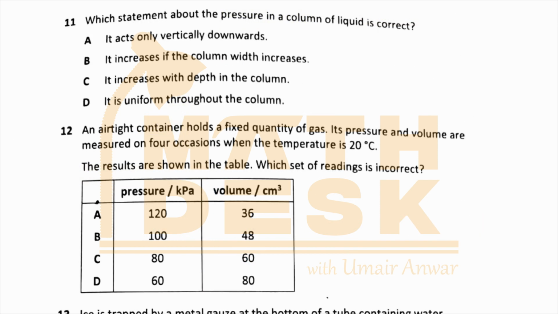The next question says which statement about the pressure in a column of liquid is correct? So we are talking about pressure in a column of liquid, which is given by pressure is equal to rho g h. It acts only vertically downward. It increases if the column width increases. It increases with depth in the column. It is uniform throughout the column. So the correct option here would be C, that it increases with the depth of the column. As this depth increases, the pressure of the liquid column also increases.